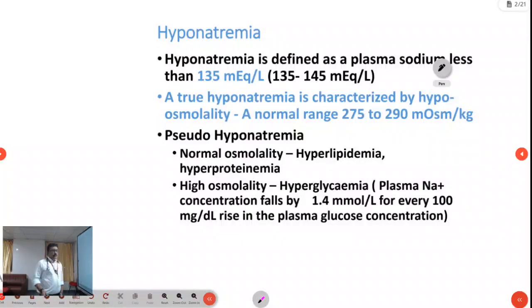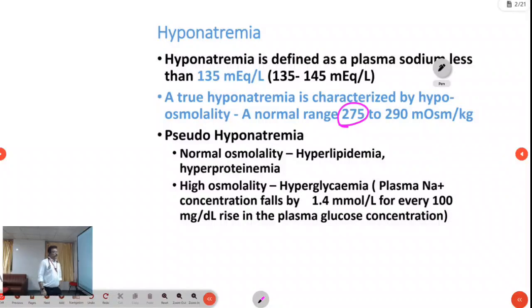And in a true hyponatremia, the osmolality level will be less than 275. So when the sodium levels are low, you know that the osmolality of blood will be low, that means less than 275.